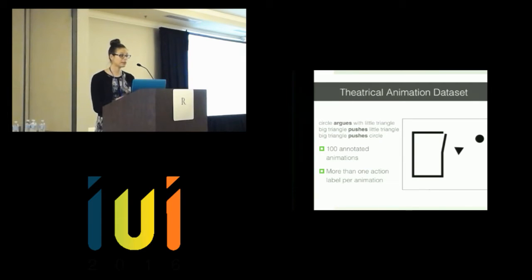These animations were created using an interface that was very similar to the triangle charades interface. Here, the players were given all 4 shapes, and they could animate the shapes freely however they wanted. The result was just constrained to be a 2-minute film. So a trained annotator created 100 movies, all portraying different action sequences, and then labeled the action sequences using the same label set from the Charades dataset. Here's a very short example of a film where the annotated sequence is the circle argues with the little triangle, the big triangle pushes the little triangle, and the big triangle pushes the circle.